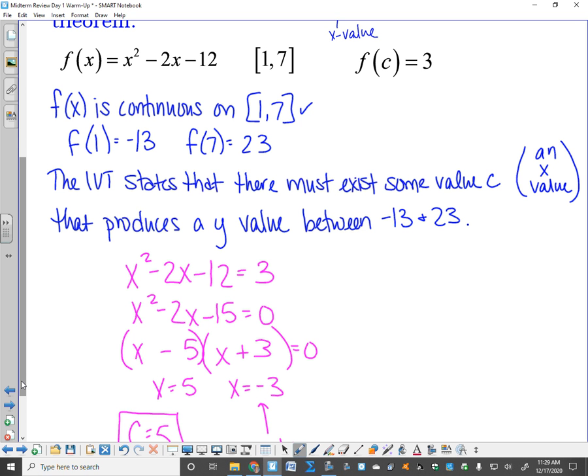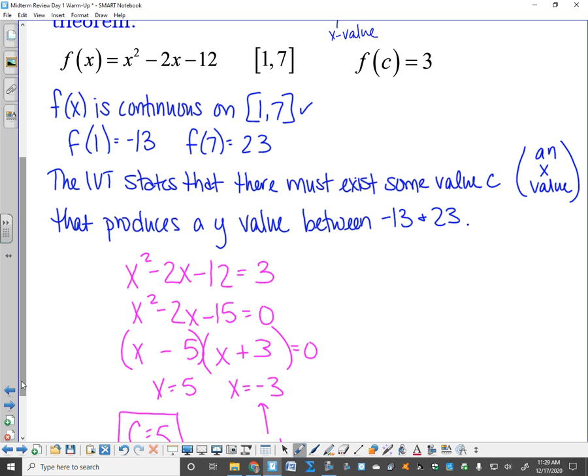f is continuous on the interval from 1 to 7. I find f of 1 and f of 7, so I'm finding those y values. I just plug 1 in, and then I plug a 7 in. So I got a -13 and a 23. So the IVT states that there must exist, and again, the IVT is an existence theorem. It doesn't find anything for you. It just says, hey, it is there. It exists. The IVT states that there must exist some value c, which is an x value, that produces a y value that's going to be between -13 and 23.